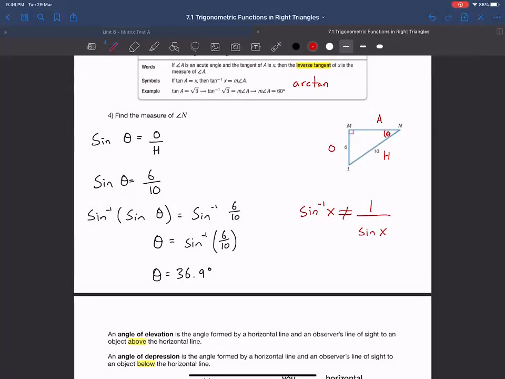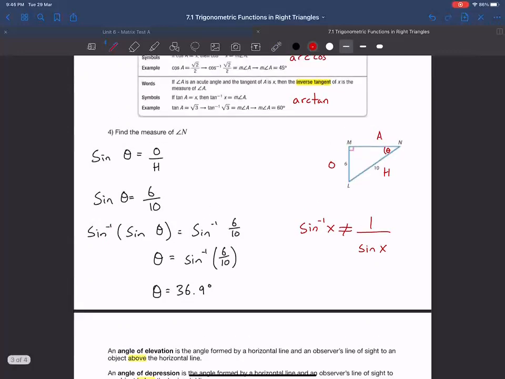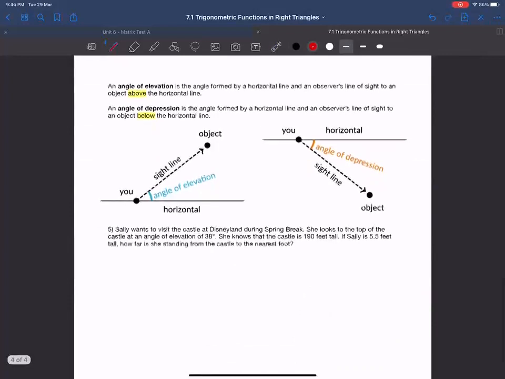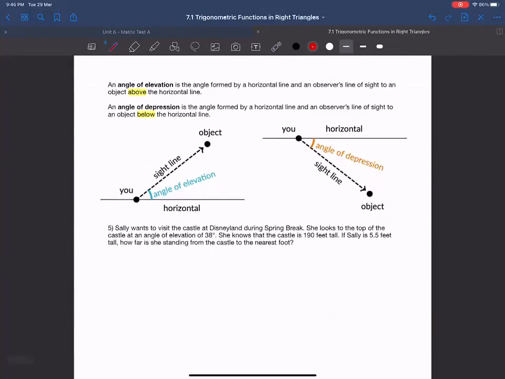Okay, so now we can use this idea of inverse trig functions to solve questions involving angles of elevation and depression. And so these are more for realistic or real life questions. An angle of elevation is the angle formed by a horizontal line and an observer's line of sight to an object above the horizontal line. So kind of going up.